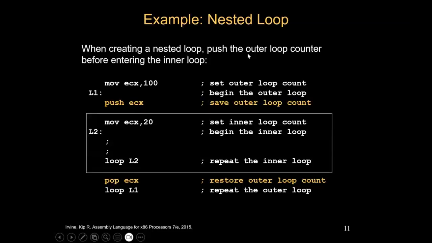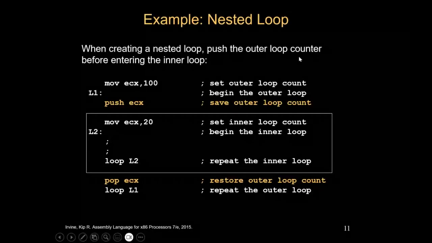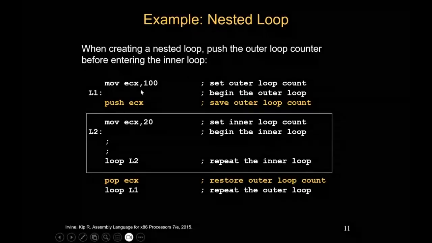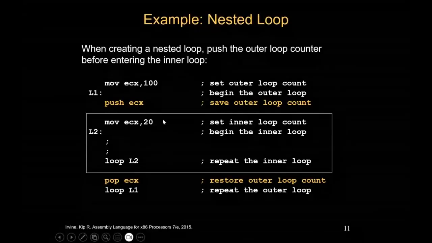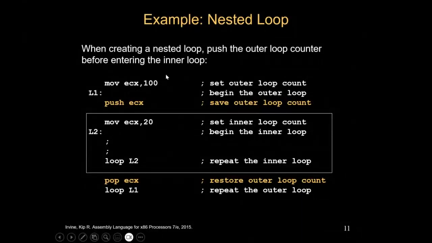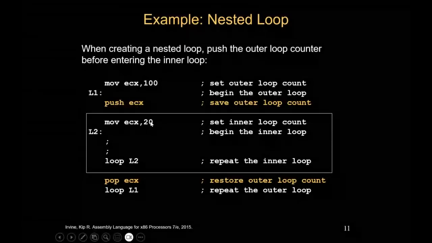So the first thing you must do is push the outer loop counter before entering the inner loop. You can see from here we push the ECX, which saves the outer loop count, and then we move 20 into ECX. So when ECX is 100, we are trying to traverse an array 100 times, and here it would be 20 times. So yeah.